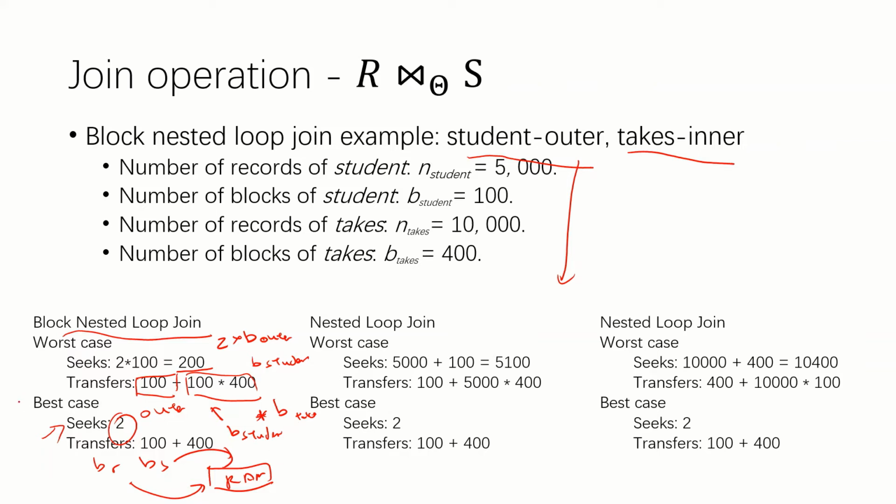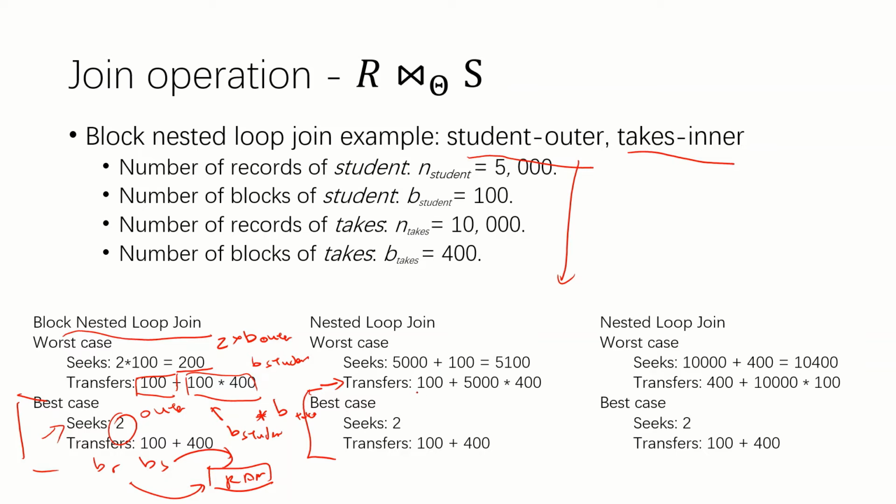So notice that in the best case scenario for my block nested, it is exactly the same as that in my nested loop join. So when I look at my nested loop join, then I notice that the best case scenario is the same. So I will not go through this because everything gets loaded into the memory. So for both the access and the transfers, let's look at them in a bit more detail. So let's look at the transfer first.